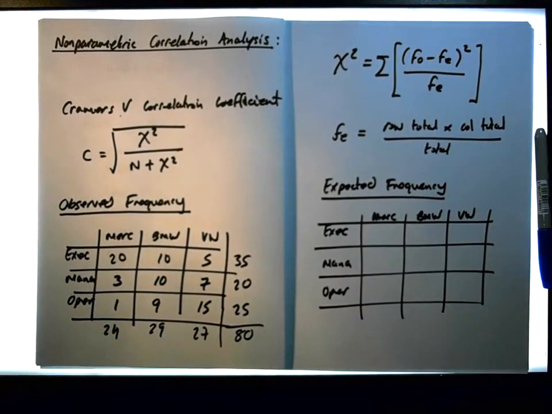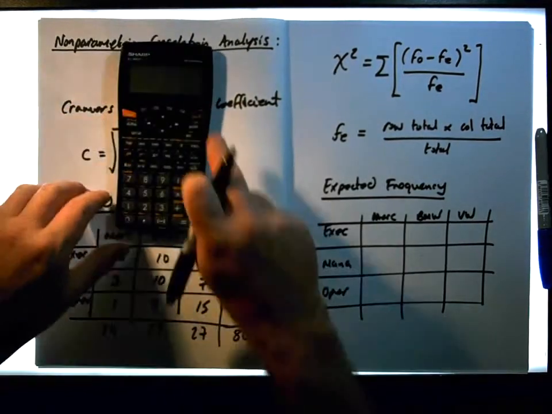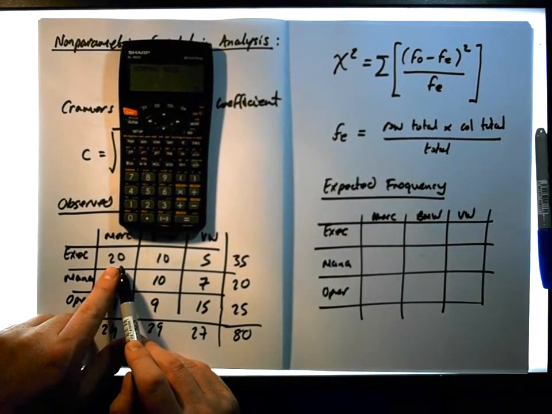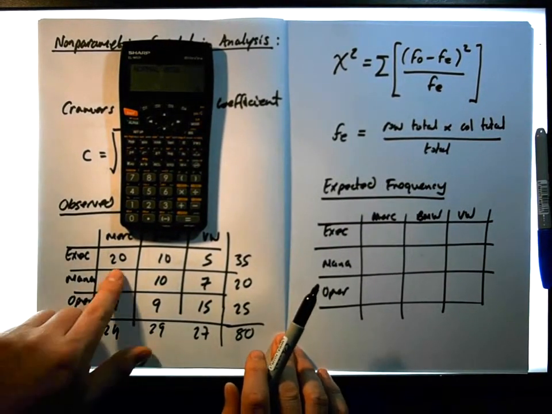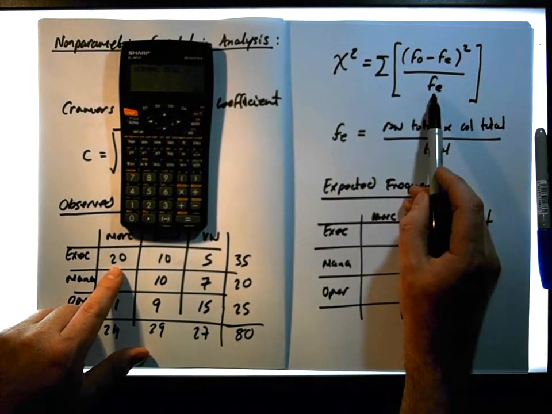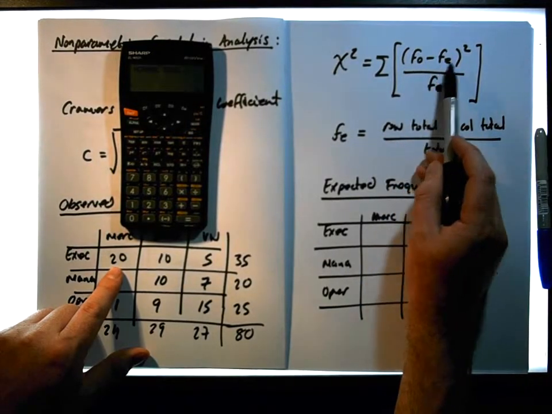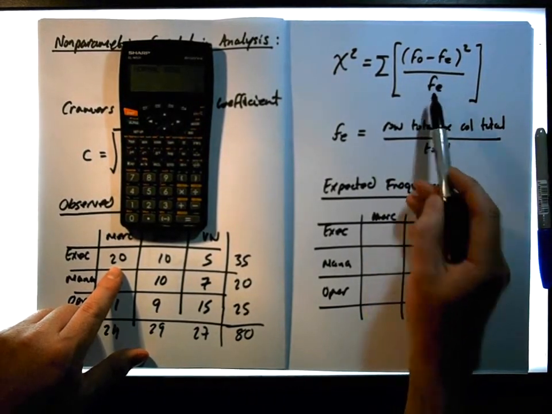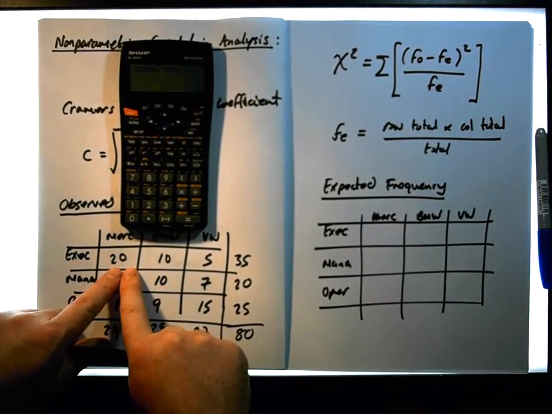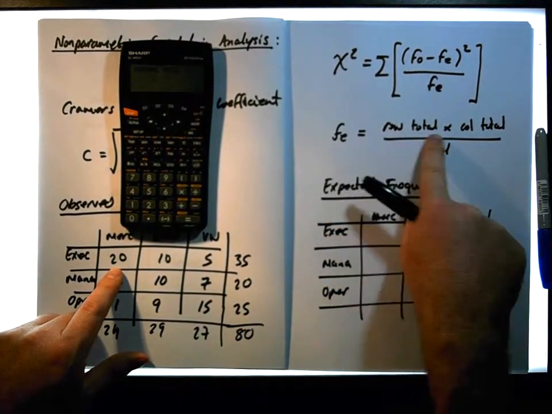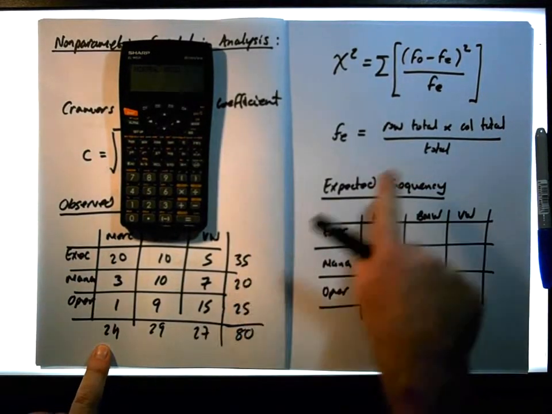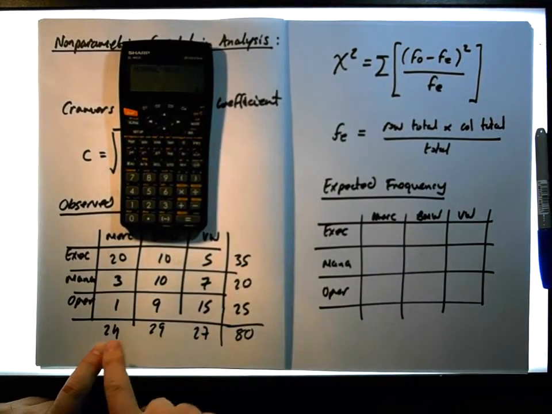Now, in a previous video, I've done the chi-squared analysis. So I'm just going to do these particular individual calculations. For each cell, we're going to calculate the observed minus the expected, sorry, the observed minus the expected squared divided by the expected. So for cell one here, the exec and Merc, the expected frequency would be the row total, which is 35, multiplied by the column total, which is 24, divided by the total, which is 80. So it's 35 times 24 by 80.